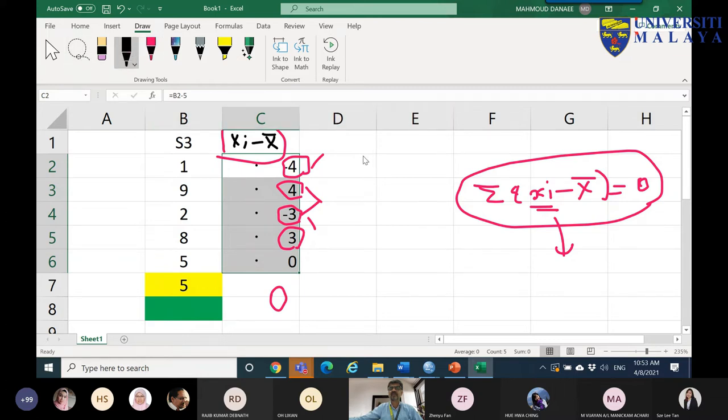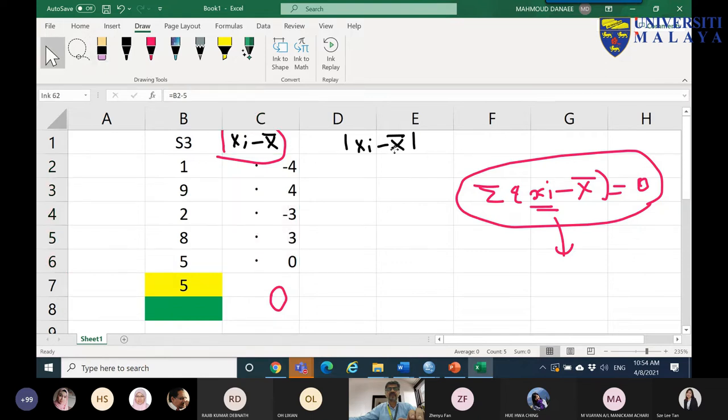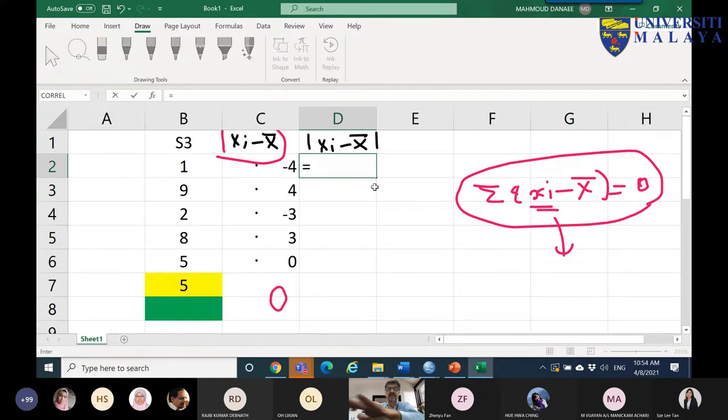What is your alternative? There are two ways to remove the sign, because some of them are positive, some of them are negative. One way is to calculate the absolute value of xi minus x bar. If I want to calculate the absolute value, it will be 4. Let me use Excel. To calculate the absolute value, we use ABS. ABS in Excel will calculate the absolute value. If I drag it, it will be calculated for all.